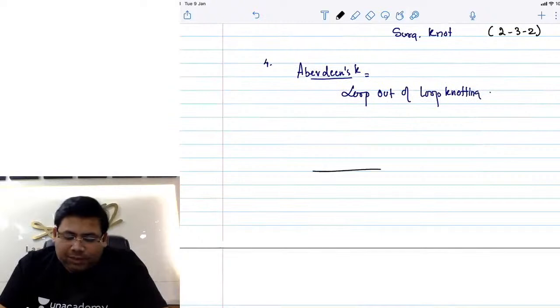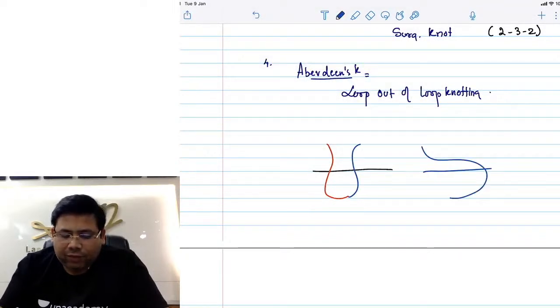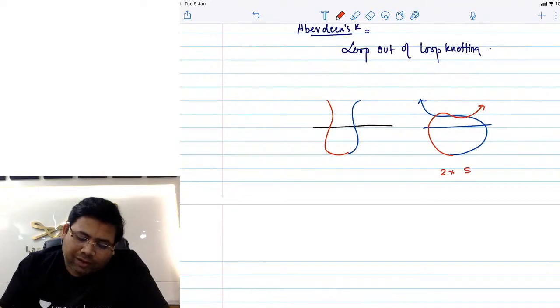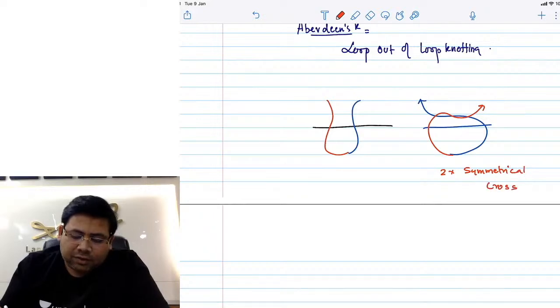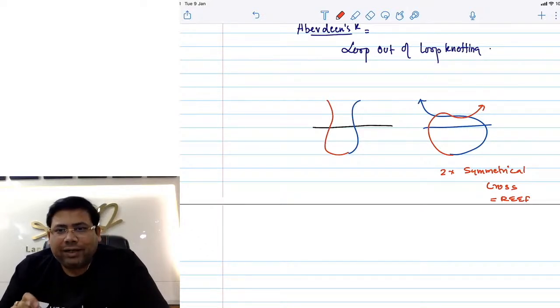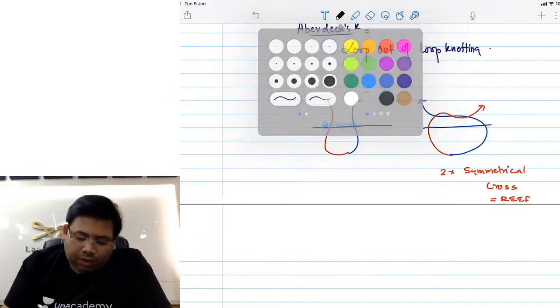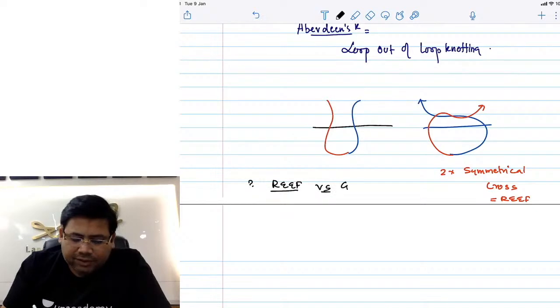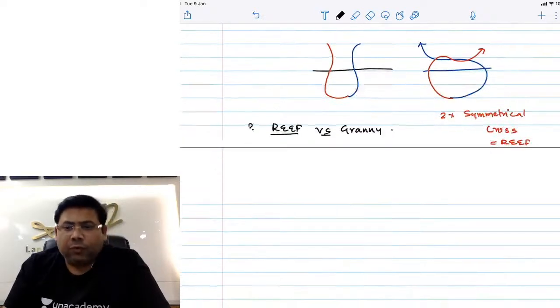This is a very simple concept: if you want to tie a knot, you have to exchange the threads. What do you mean by exchanging of the threads? I will have to take this right to the left and left to the right. This is what is known as exchanging. If two symmetrical exchanges or crosses are done, this is what is known as a reef knot. But the question is how to identify these knots on image. Reef versus granny is a very big challenge for you on image.